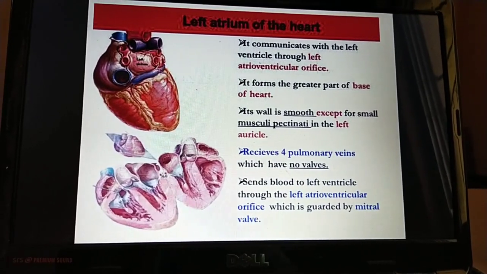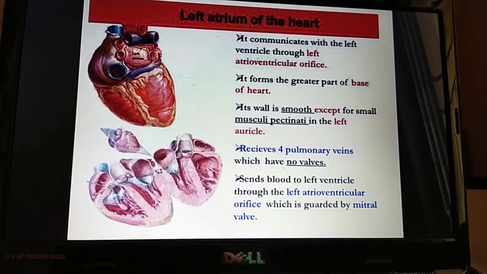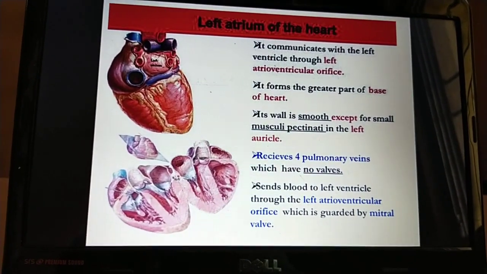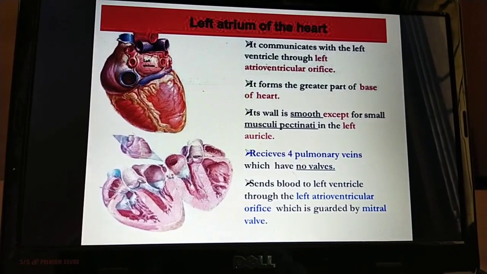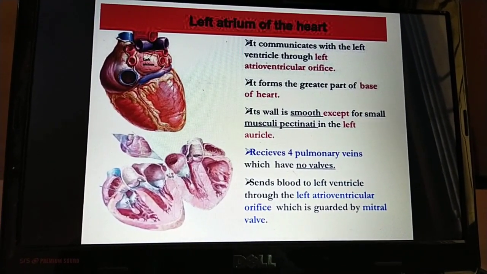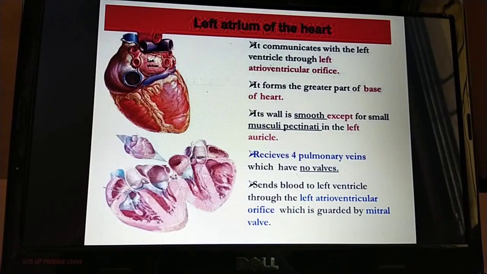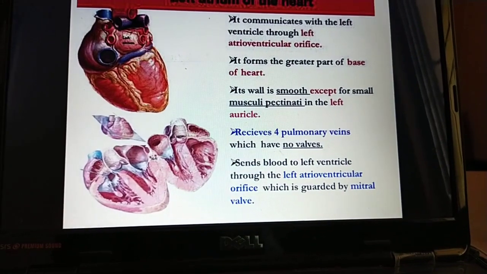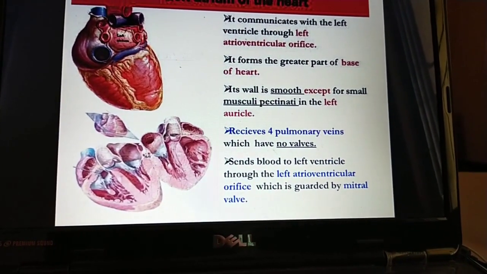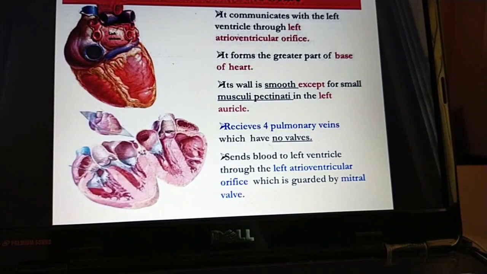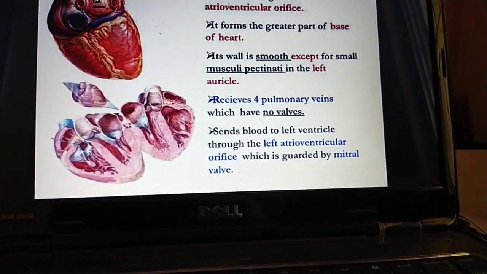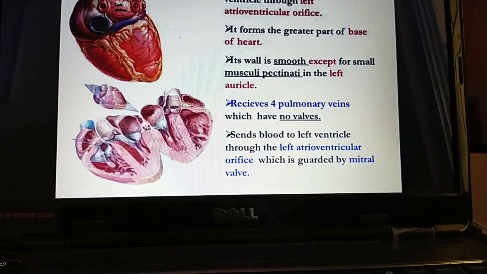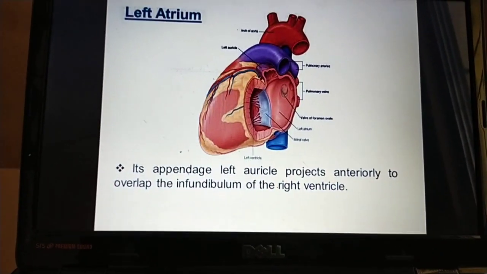Okay, last class we discussed that the posterior surface or base of the heart is completely made up by the left atrium and left pulmonary veins. Its wall is smooth except for a small muscular pectinate in the left auricle. It receives the four pulmonary veins, which have no valves. It sends blood to the left ventricle through the left atrioventricular orifice, guarded by the mitral valve.